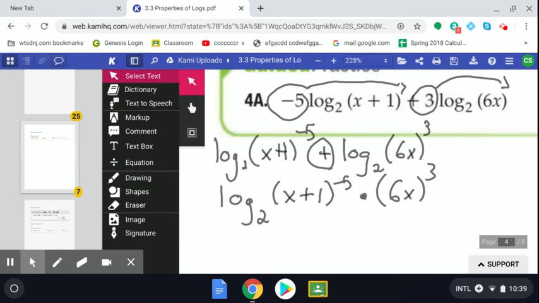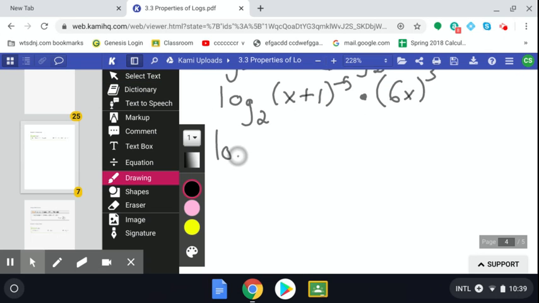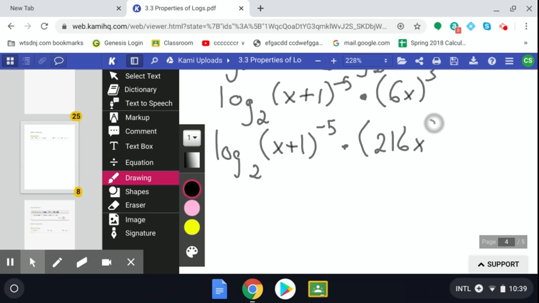So now what I have is log base 2 of x plus 1 to the -5th power. And then the quantity 6x to the 3rd power should be rewritten as 6 cubed, which is 216, x to the 3rd. So now what I can do is, instead of having my negative exponent, write this in the denominator.